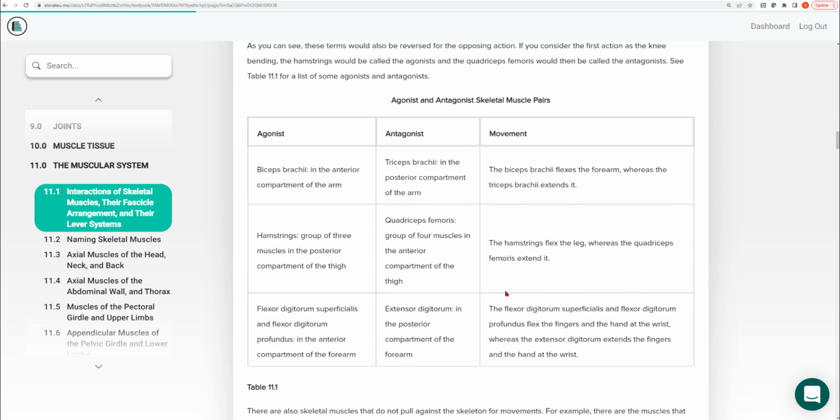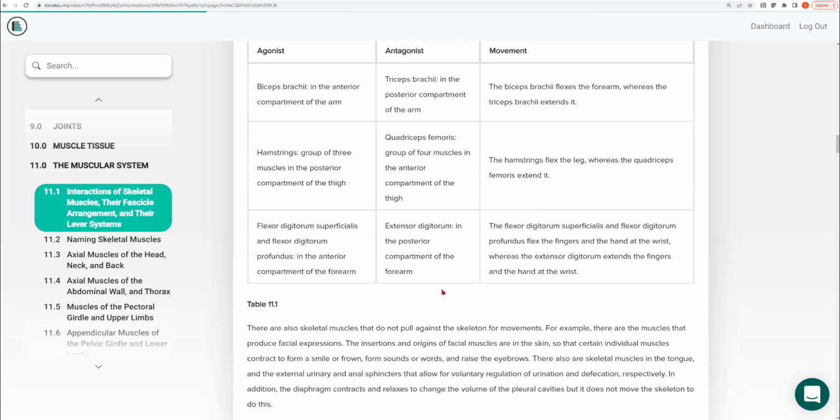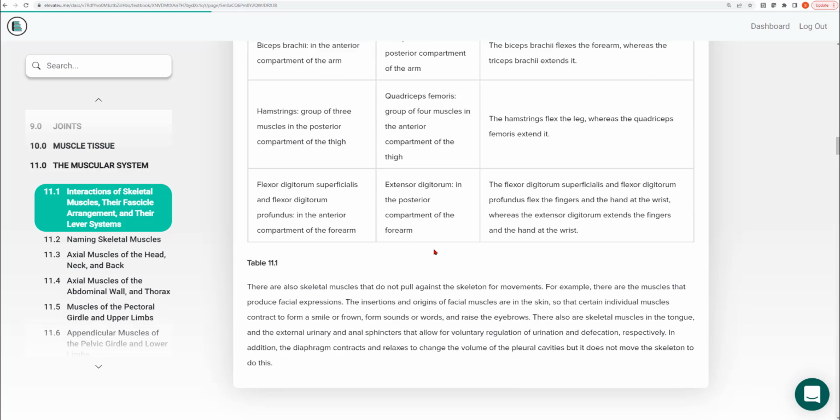So here are a couple of those antagonistic pairs: biceps and triceps, hamstrings and quadriceps, and then in the wrist, the flexor muscles and the extensor muscles that we're not going to be talking about as much this semester.